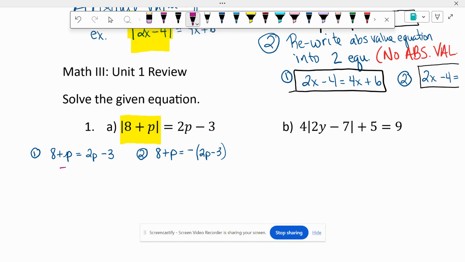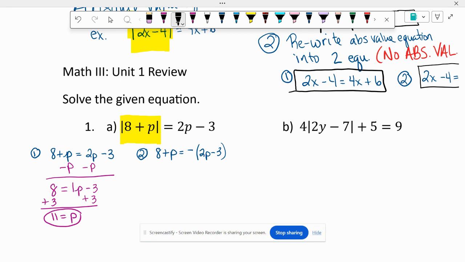So I could subtract p from both sides. 8 equals 1p minus 3, and then I could add 3 to both sides. So 11 equals P. Now I have to go and solve the second equation, because remember, there are two solutions to an absolute value. It can be the positive solution or the negative solution. Two solutions. It could be the positive one or the negative one.